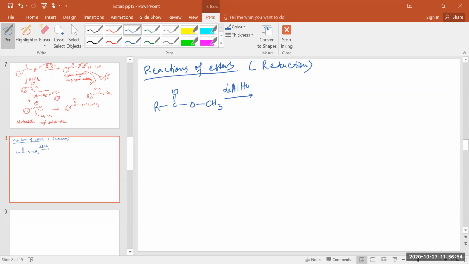What will it make? It will make a primary alcohol. Okay, so this will also be gone in the form of another alcohol. What is the other reagent that we discussed previously? Another reagent is DIBAL-H.